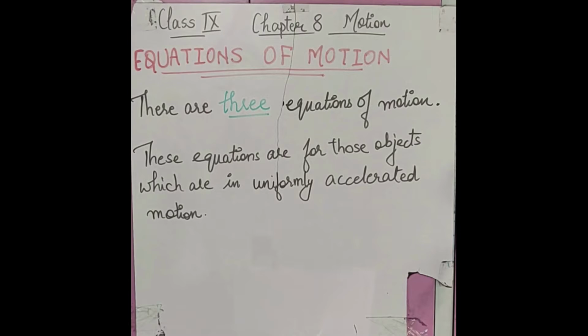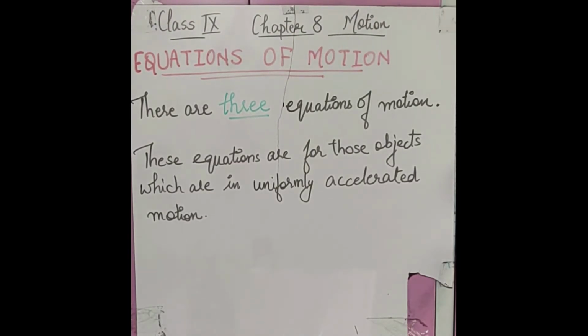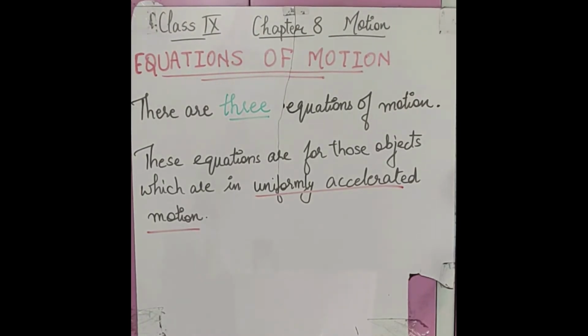Now these equations of motion are of 3 types, and let me tell you one thing, guys, that these 3 equations of motion are valid only and only for those objects which are moving with uniform acceleration, right? All those objects which are in uniformly accelerated motion, the bodies which are traveling with uniform acceleration. So only for them these 3 equations of motion are applicable.